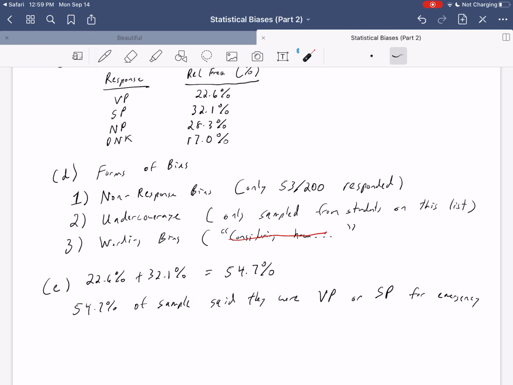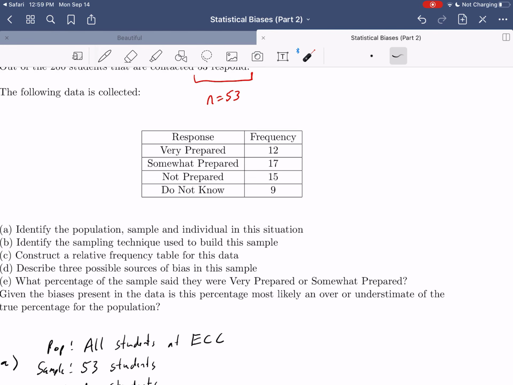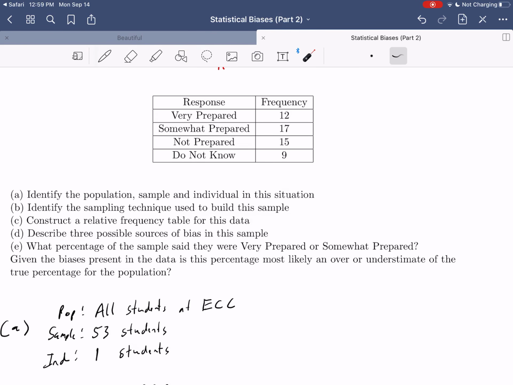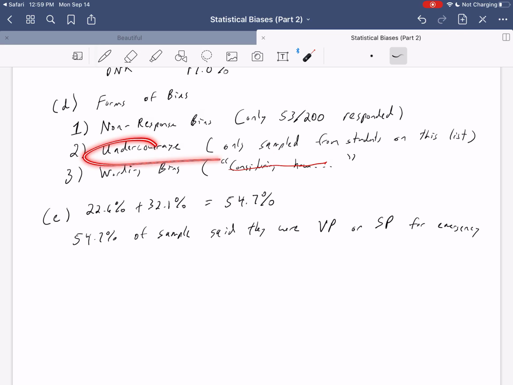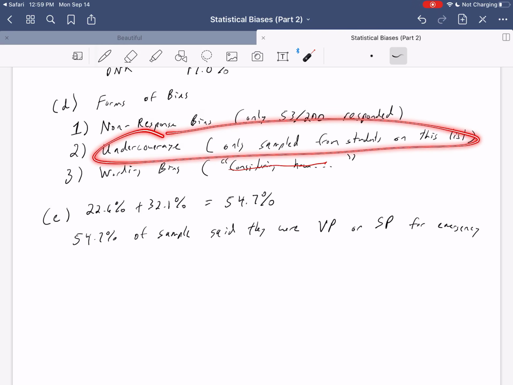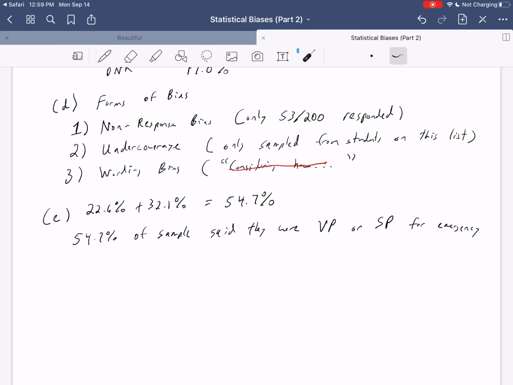Okay. Now, there was a little follow-up thing. I mean, the calculation should be very simple here. It also said, given the biases present in the data, is this percentage most likely an over or under estimate? And the one I really want to focus on here is the undercoverage. We might not be exactly sure how the non-response or the wording bias has really impacted it, but the undercoverage, it should be very clear how they slanted this.